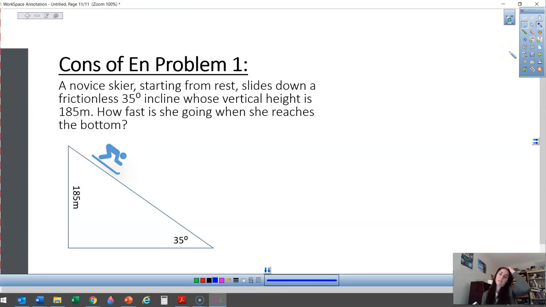Oh yes, the inclined plane problem, right? This is like the bane of most of your existences. So imagine you have a skier at the top of the mountain. The skier is at rest on a frictionless incline. What's the speed at the bottom?